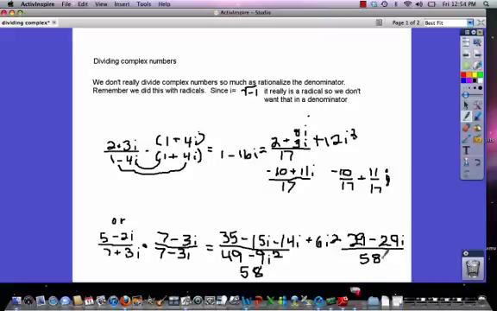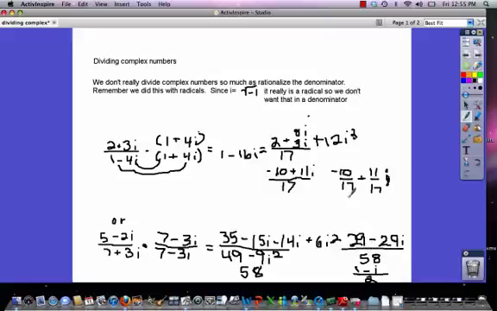This one actually can be simplified. It could actually be 1 minus i, because I just divide everything by 29. As long as I can divide everything, that's amazing. I think I made this problem up and it came out this way. If something goes into all three terms, it can be simplified. So 29 goes into 29 once, 29 goes into 29 once, 29 goes into 58 twice. I can simplify this. If it only goes into these two, I can't do it.